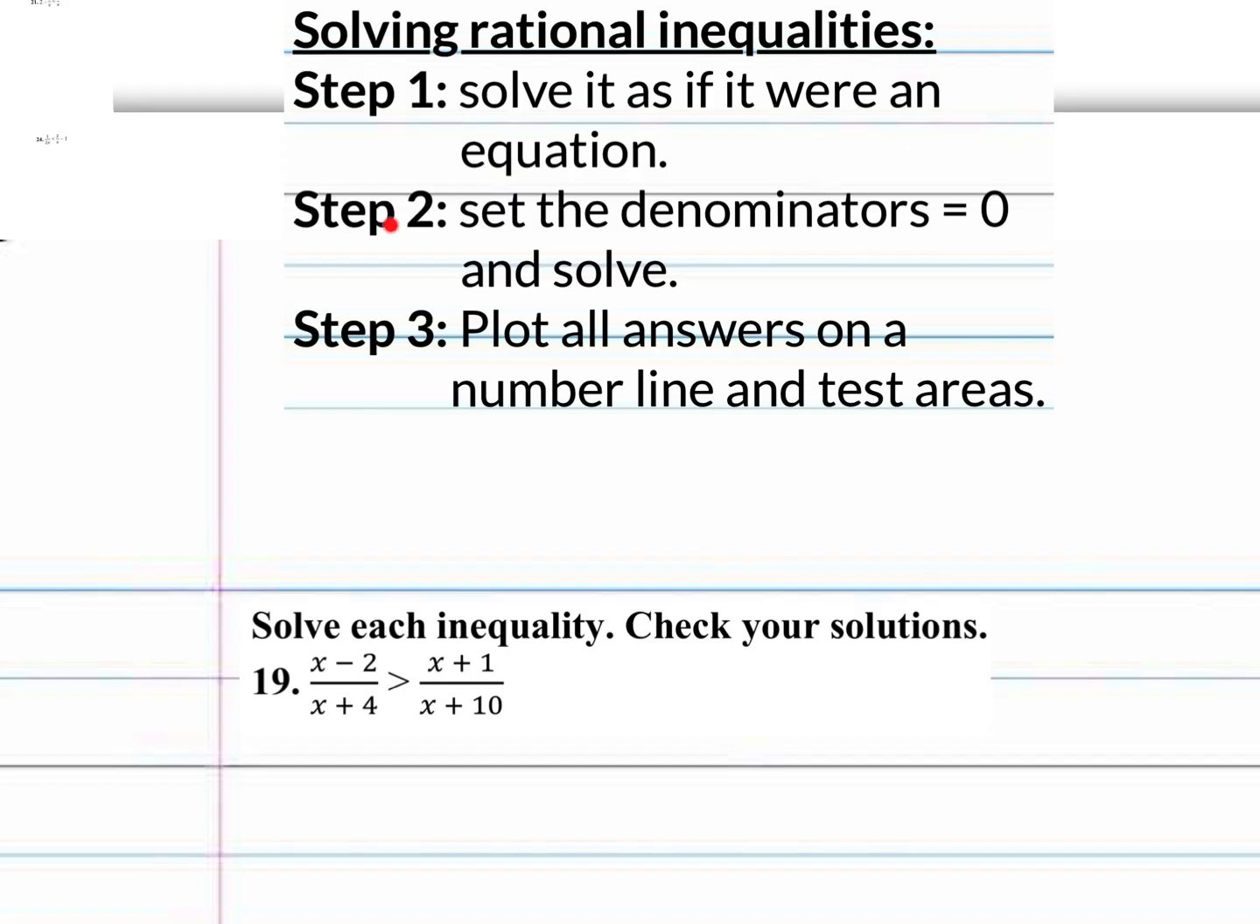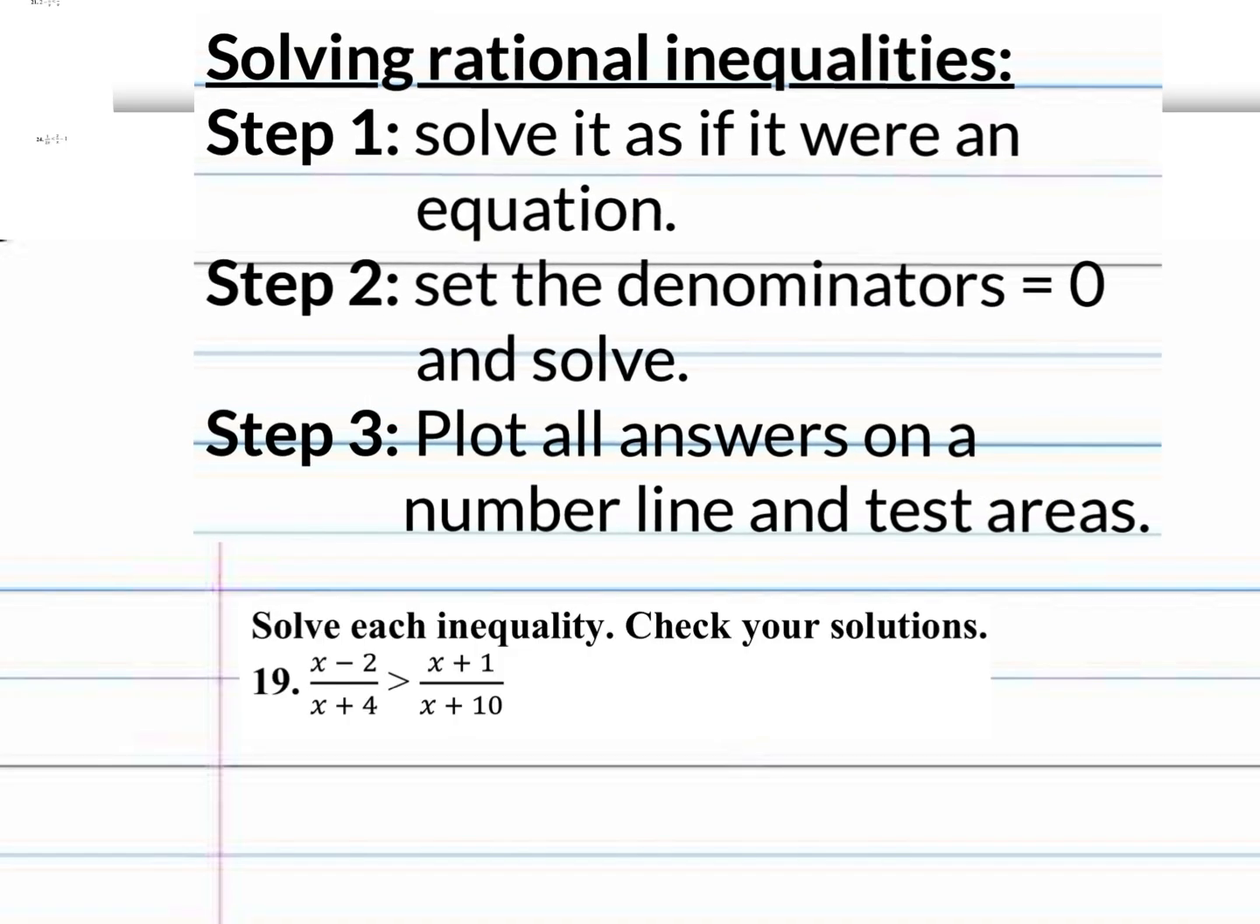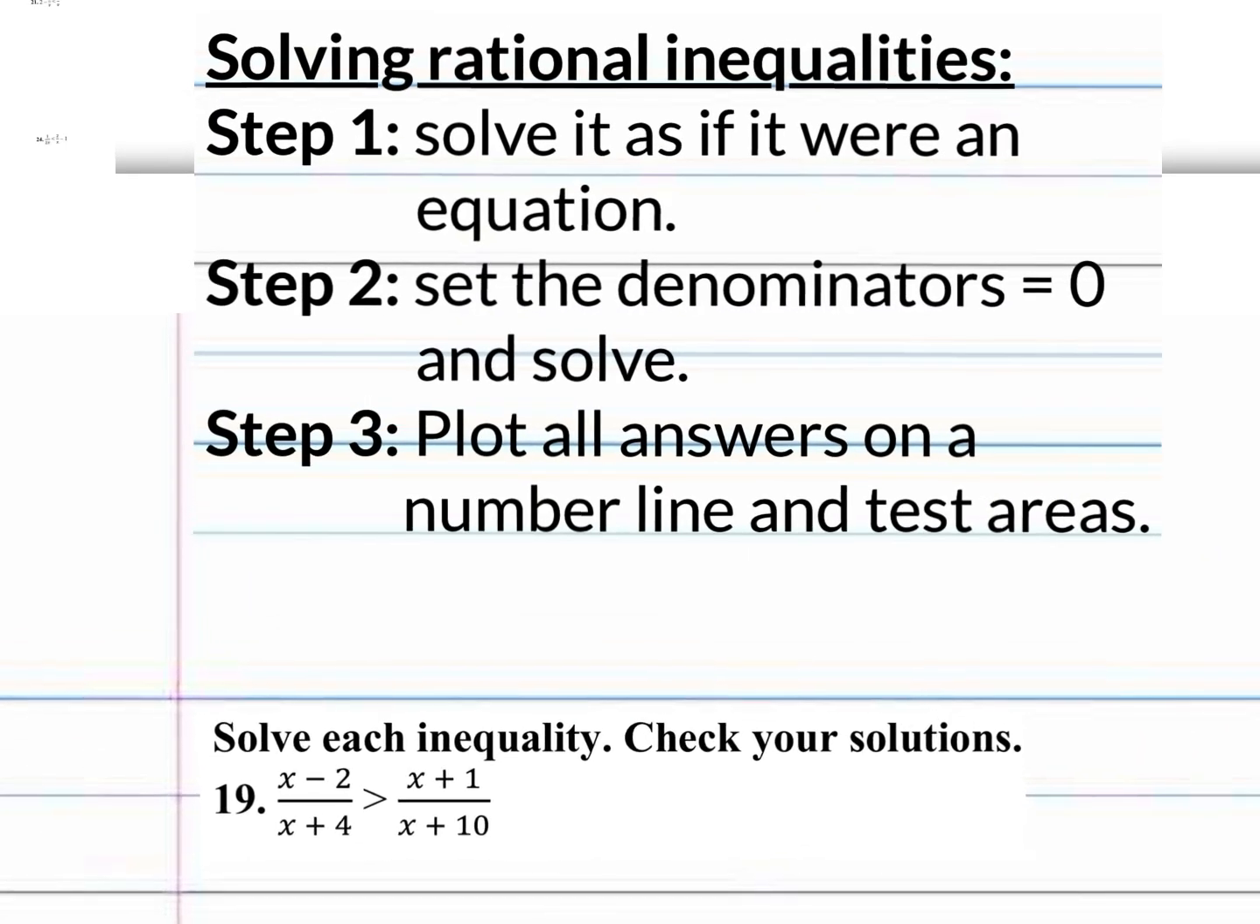And here's the deal. These are the steps right here to solving rational inequalities. Step 1 is to solve it as if it were an equation. Like you could just put an equal sign if you wanted to and just solve it and get some answers. Step 2 is to set the denominators equal to 0 and then solve, and you're going to get more answers. So what I mean by that, you're going to go to the x plus 4, set that equal to 0, x plus 10, set that equal to 0, and then you're going to get some more answers.